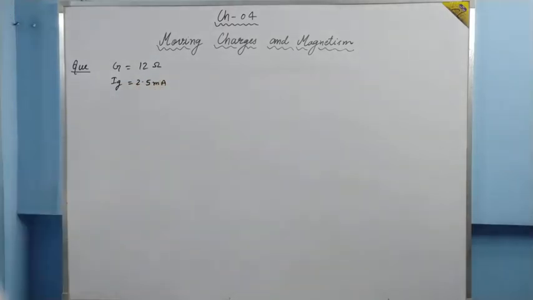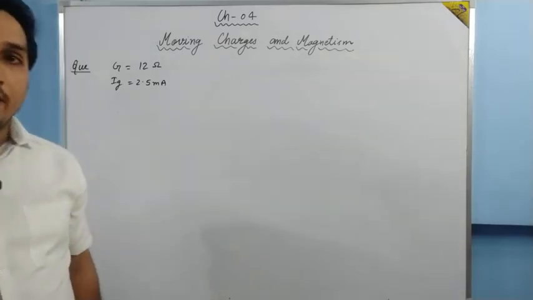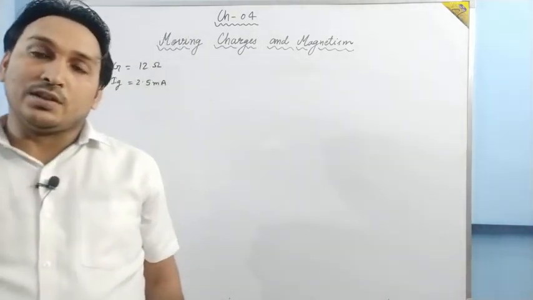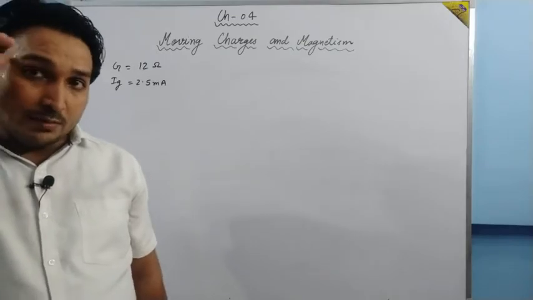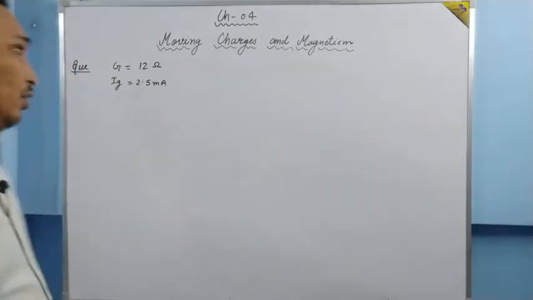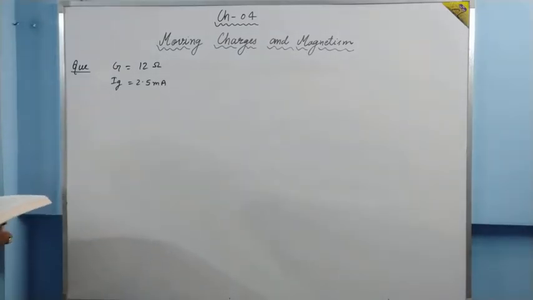Let me tell you one thing, it will not be given straight, okay, that the galvanometer can bear up to this current. It will be given in language like the galvanometer shows maximum deflection for this amount of current. So that very amount is the maximum current that the galvanometer can bear. Here the Ig is given as 2.5 milliampere.